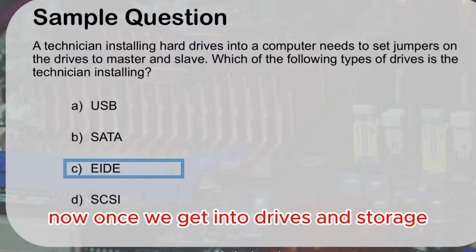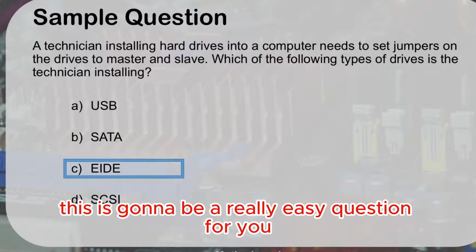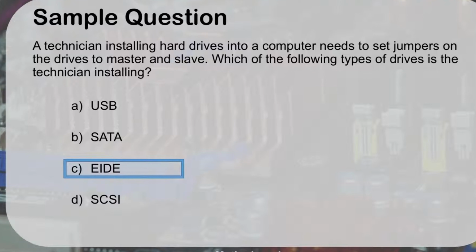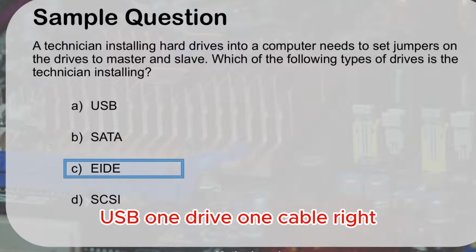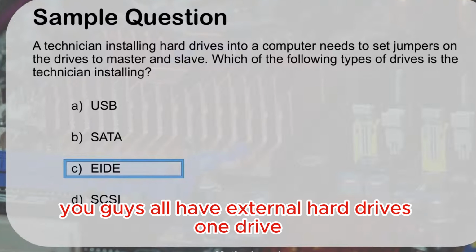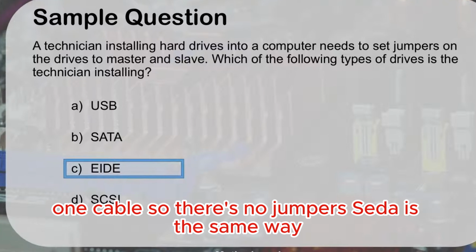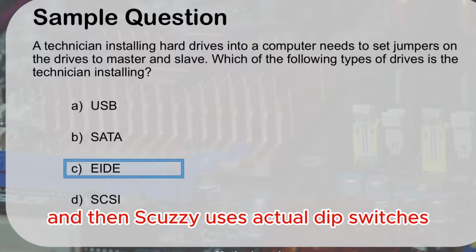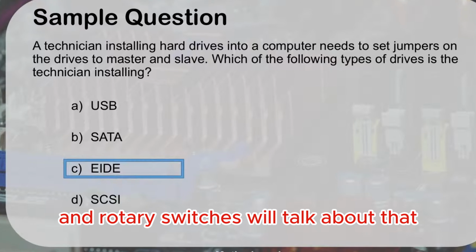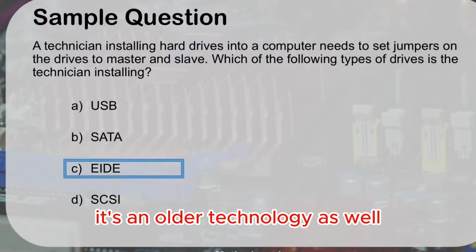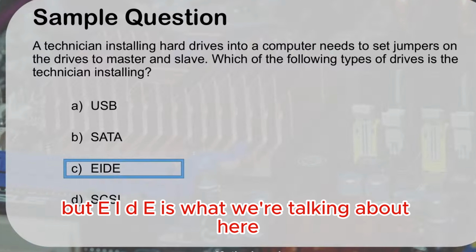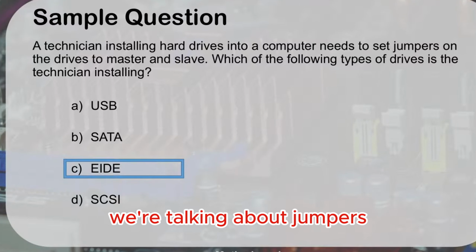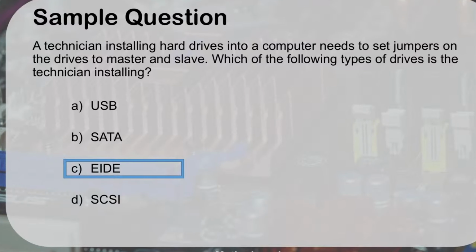Once we get into drives and storage, this is going to be a really easy question for you, because you're going to learn, as I'm sure you guys have used before, USB: 1 drive, 1 cable, right? You guys all have external hard drives, 1 drive, 1 cable, so there's no jumpers. SATA is the same way. It's 1 drive to 1 cable, so there's no jumpers. SCSI uses actual dip switches and rotary switches. We'll talk about that. It's an older technology as well. The EIDE is what we're talking about here. I'm just bringing this up to make the point about jumpers. That's kind of the question they'll see with jumpers.